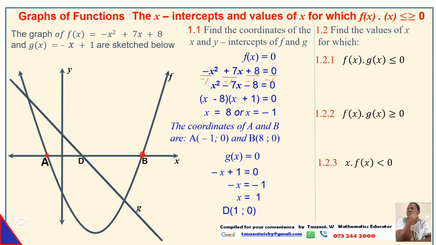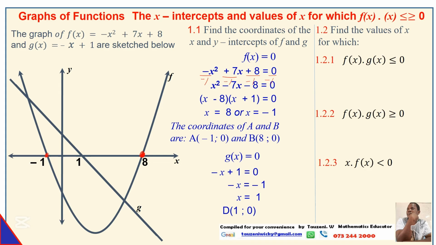Now, the x-intercepts of the graph are the ones used in determining questions like the ones I've put on the right-hand side here. I want to find the values of x for which f of x multiplied by g of x is less than or equal to 0, and f of x multiplied by g of x is greater than or equal to 0, and also x multiplied by f of x is less than 0. I just picked three questions here as an example.